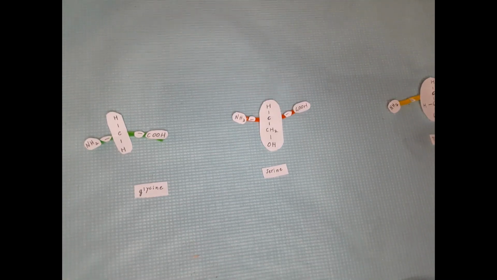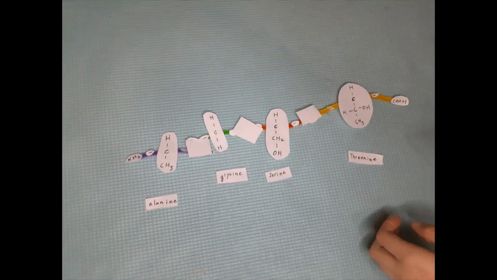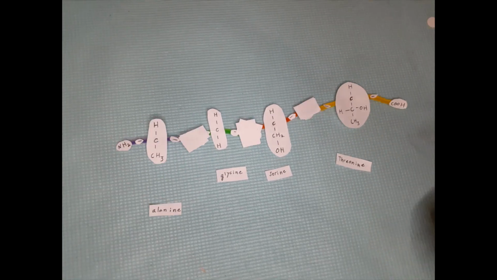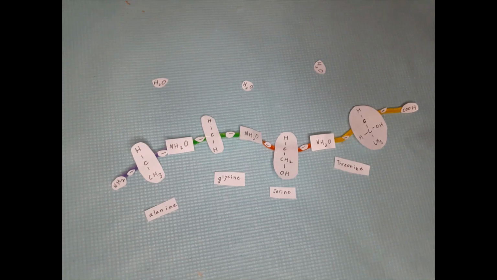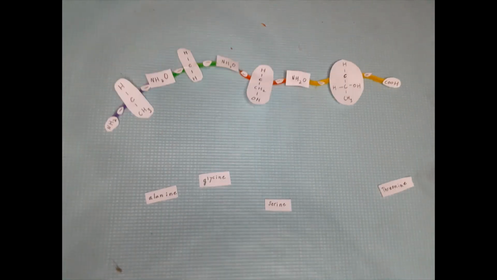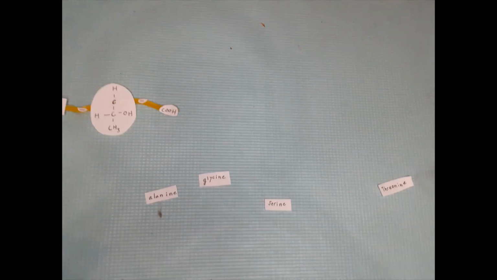Now, when these amino acids want to form amino acid chains, which will then form proteins, what they're going to do is they're going to kick off a hydrogen from their amino group and an OH from their carboxyl group. When this happens, the OH and H will form water, and that water will just float out, and the amino acids will be joined by something called a peptide bond.